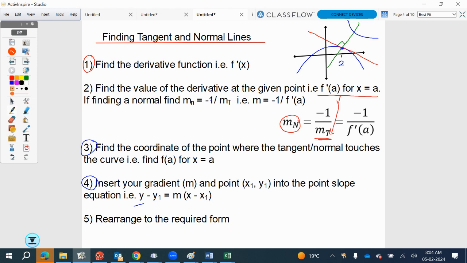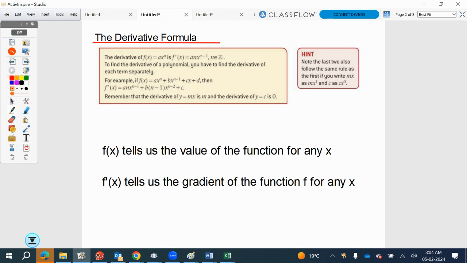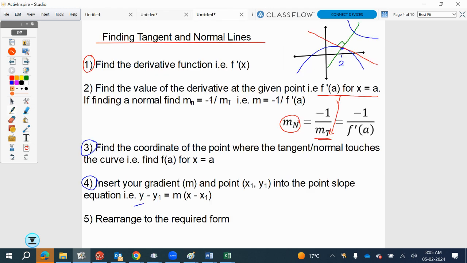There's another slide I wanted to show here at this point. So this is something that students get confused with quite a bit. f of x tells us the value of the function at any value. It tells us the y value at any point. The derivative tells us the gradient of the function at any point. And this is one of the tricky things when you're first learning to use the derivative: do I want f of x or do I want f prime of x? This is a common difficulty that you have to get your head around and start to understand.